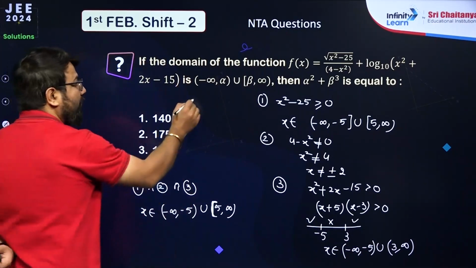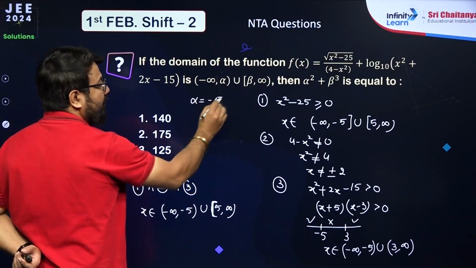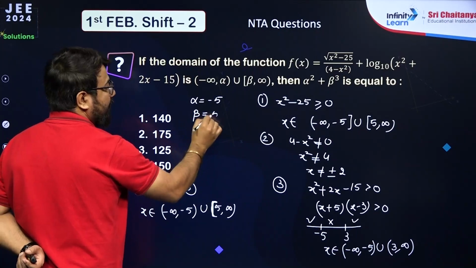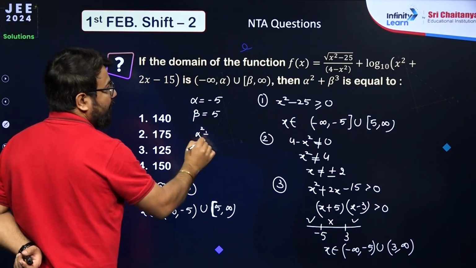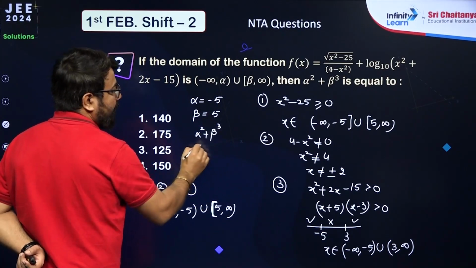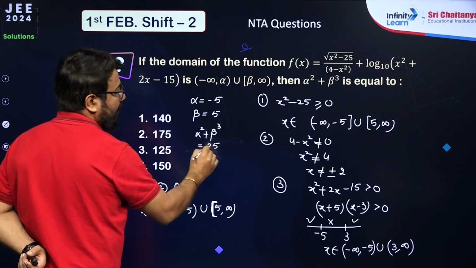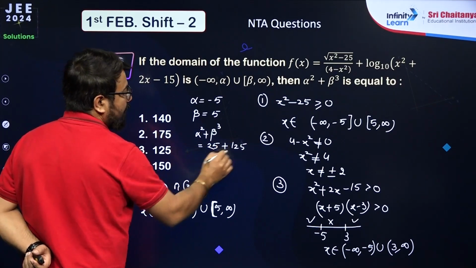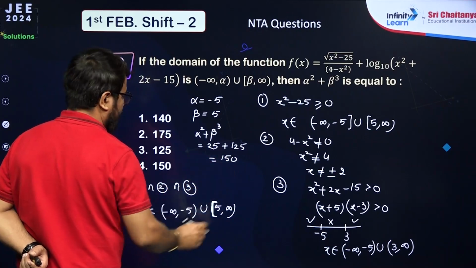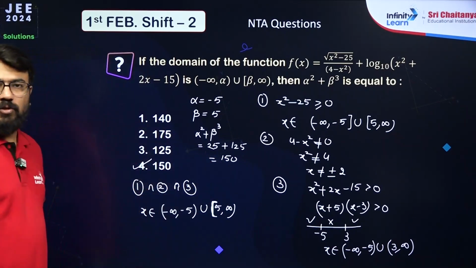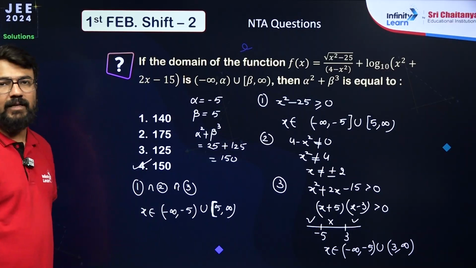So by comparison we got the value of alpha as minus 5 and the value of beta as 5. If I want to get the value of alpha square plus beta cube, that will be equal to 25 plus 125. So the result will be 150. 150 is given to us in the fourth option. So the fourth option will be the final answer.